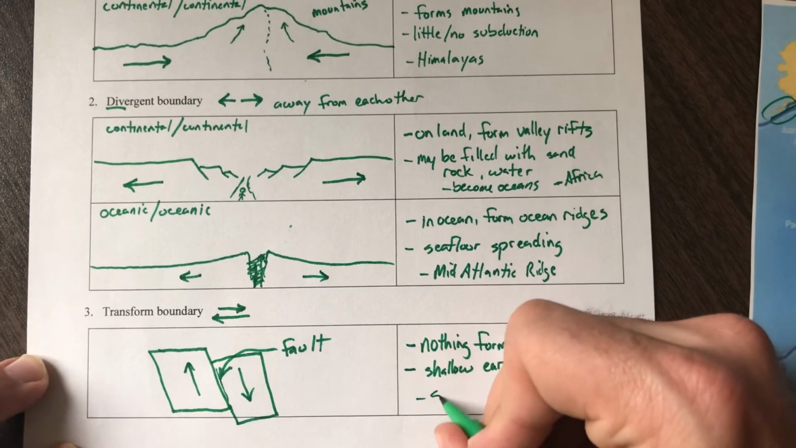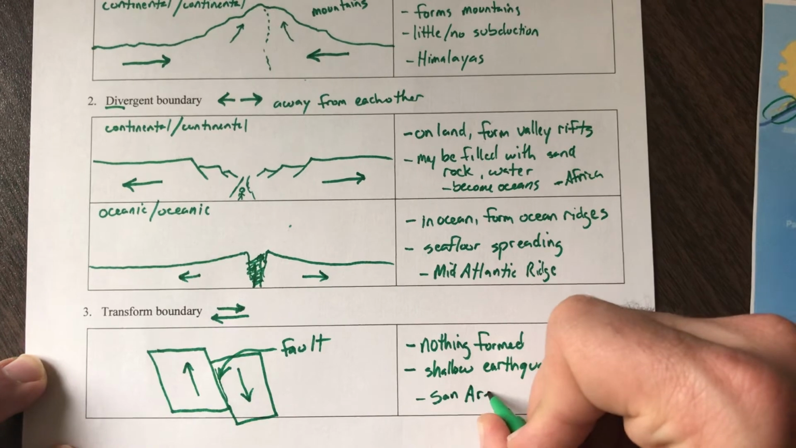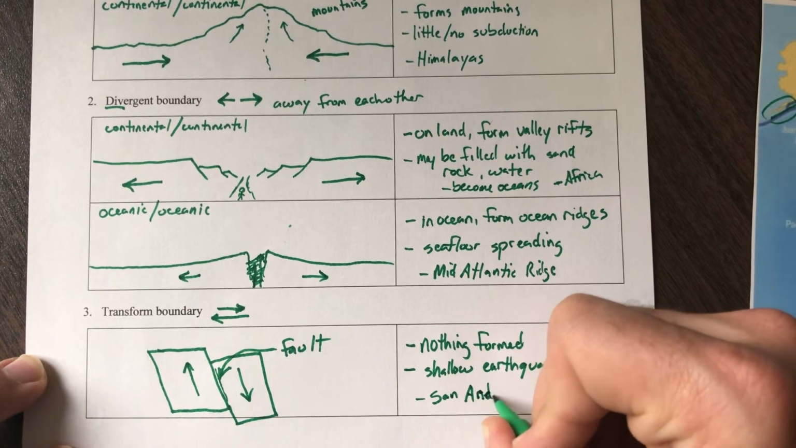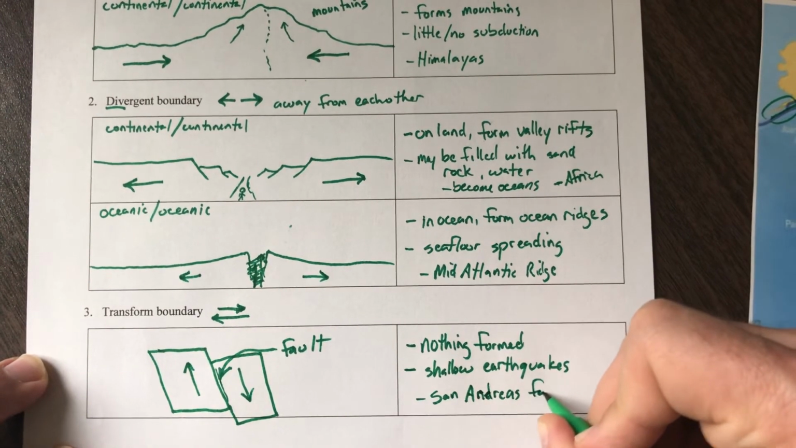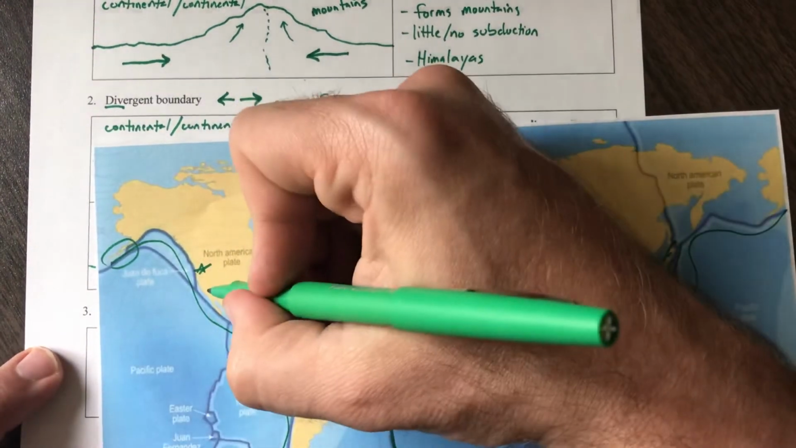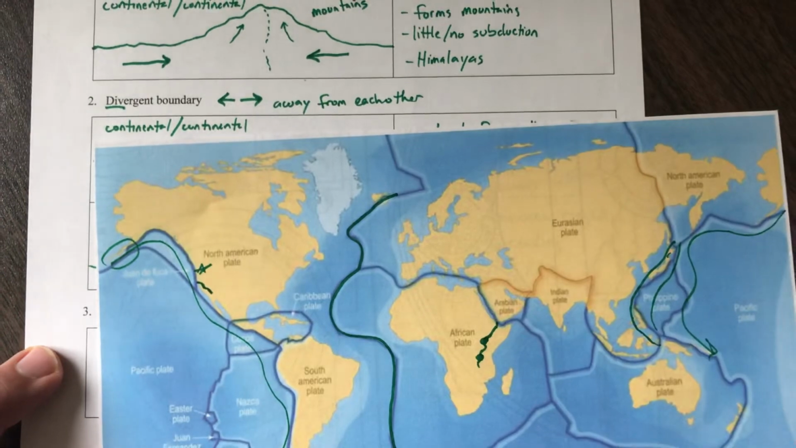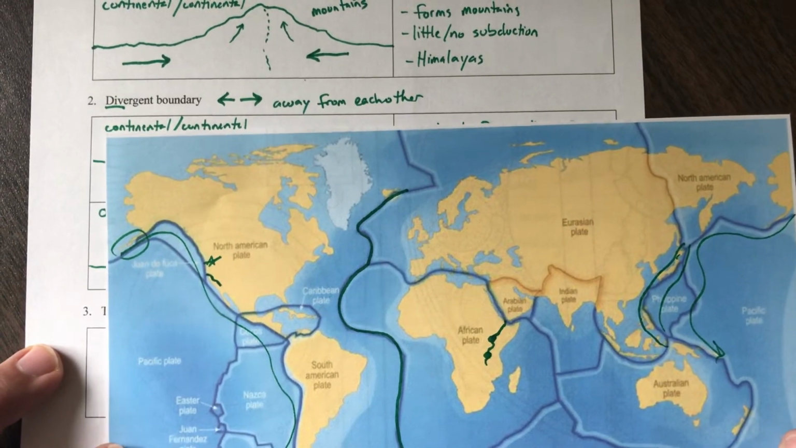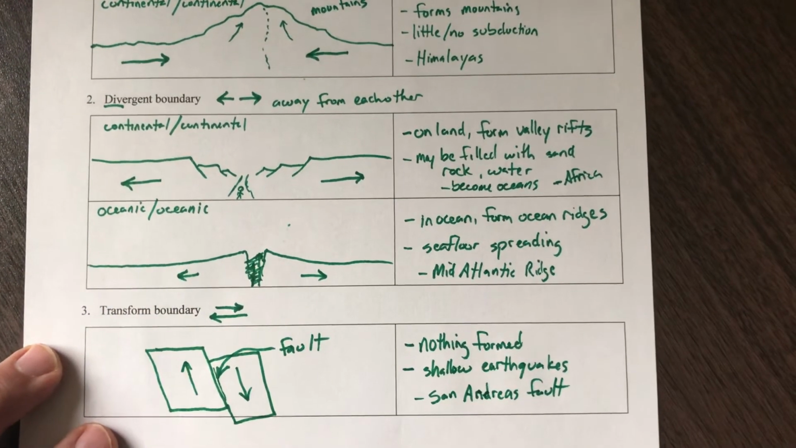The famous place for this is the San Andreas Fault. Okay, this is in California. You've probably seen the movies, you've seen all this stuff. There's a fault line right in here that's very, very active and can produce some pretty big earthquakes.